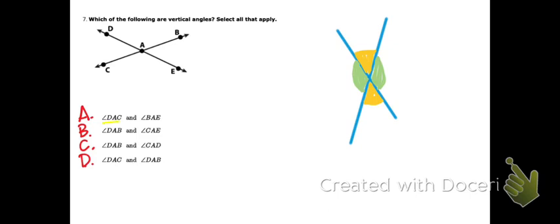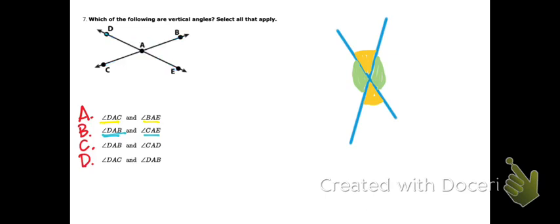For A, when it says angle DAC, you connect the dots from D to A to C, this angle right here. And then BAE is from B to A to E, this angle here. Are these vertical angles? If so, that's one of the answers. For option B, it's saying from D to A to B, this angle right here. And then C to A to E, this angle right here.